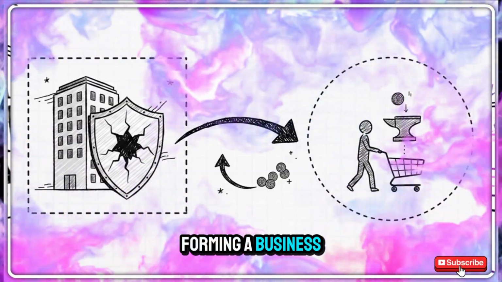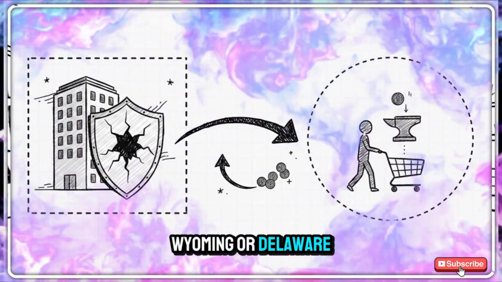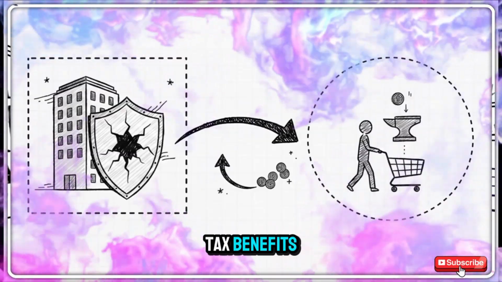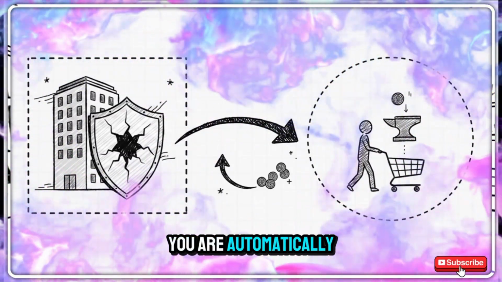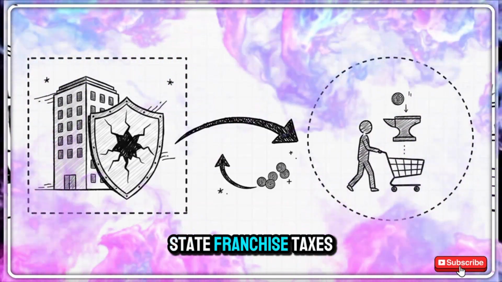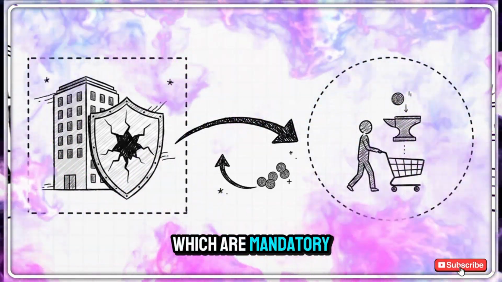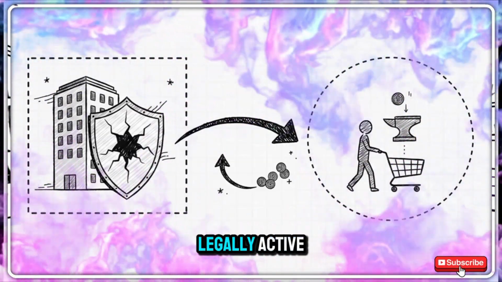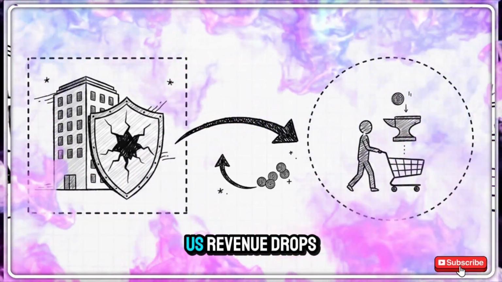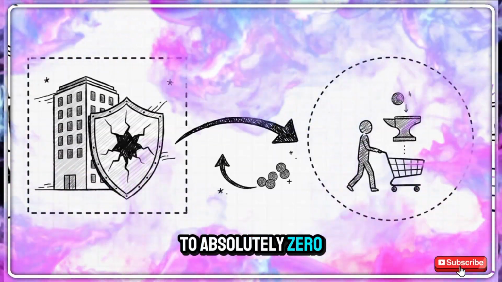Furthermore, forming a business in states like Wyoming or Delaware for these supposed tax benefits actually creates a baseline of mandatory reporting. You are automatically subject to annual state franchise taxes, which are mandatory flat fees you have to pay for the mere privilege of keeping your company legally active, even if your U.S. revenue drops to absolutely zero.